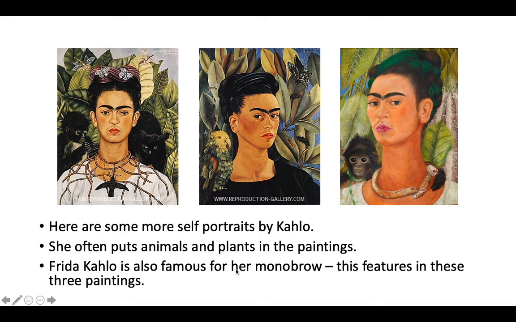Frida Kahlo is also famous for her monobrow. This features in the three paintings. So monobrow just is basically this. So an eyebrow that is connected from the center. So it's as if she has one eyebrow, not two. Mono is just another way of saying one. So monotone means I'm talking in the same tone. Monobrow means it's just one eyebrow.